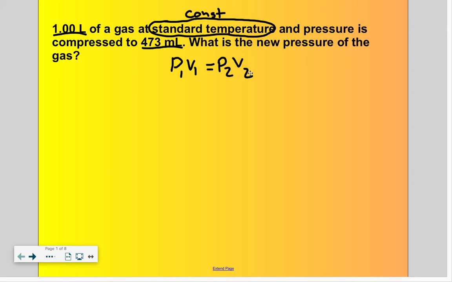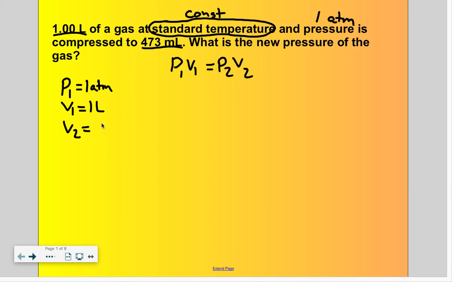All right. So I can see that I have a couple different things in here. First of all, it says standard temperature and pressure. The standard temperature is given in terms of degrees Celsius, but also given in terms of Kelvin. The standard pressure is going to be 1 atmosphere. Okay, and you should see it at the bottom of your page. So I know that my P1, if I labeled them, is 1 atmosphere. And my V1 is 1 liter, because it says 1 liter of a gas at standard temperature and pressure is then compressed. So once it does something compressed, then I know that that's my V2.